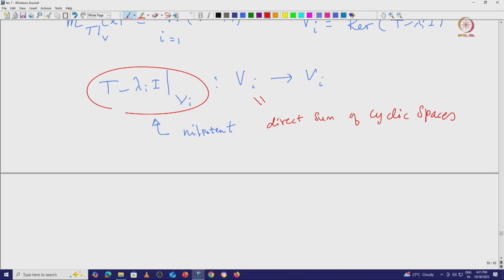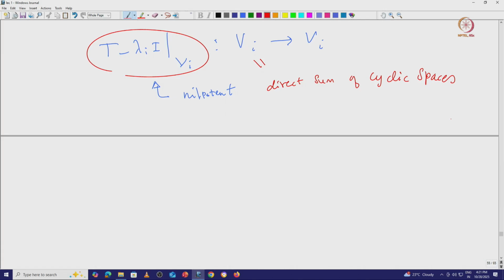So, let us not label them because it will get messy, but we have some decomposition of V_i into direct sum of cyclic spaces. From each of those cyclic subspaces, we are going to get a basis, and then putting them together we get a basis of V_i. So, let us call that B_i.